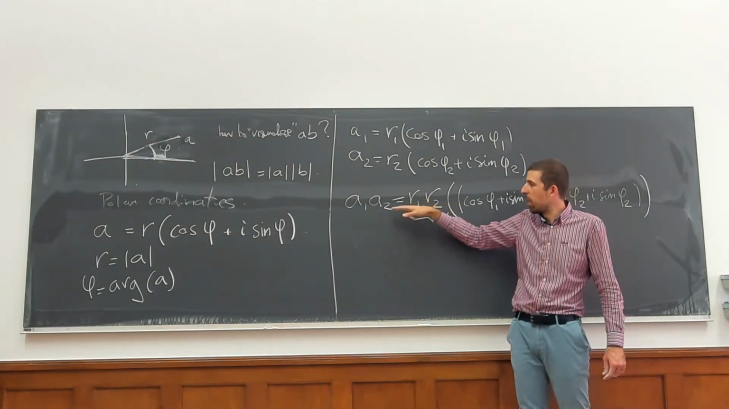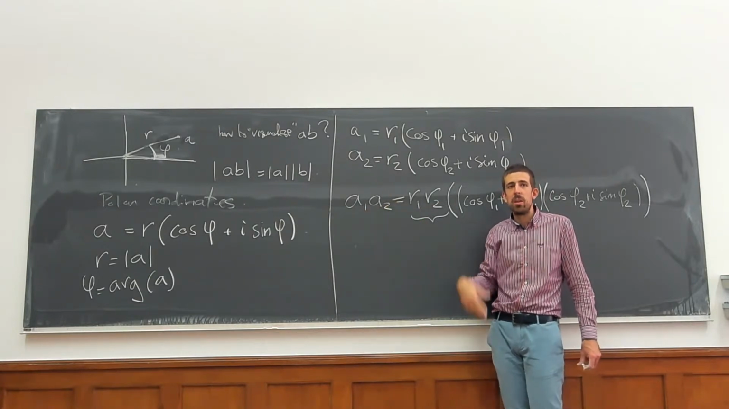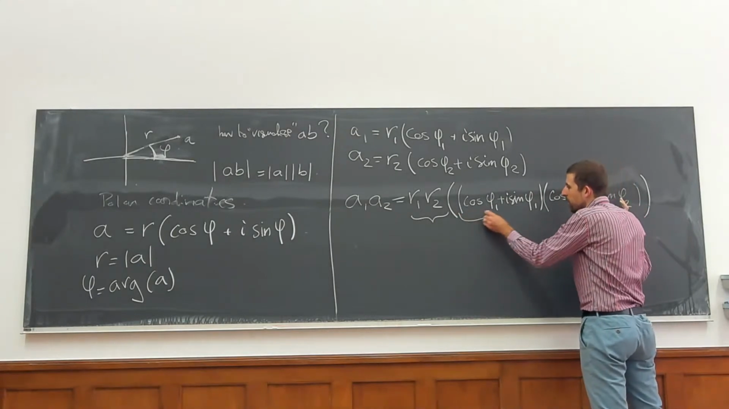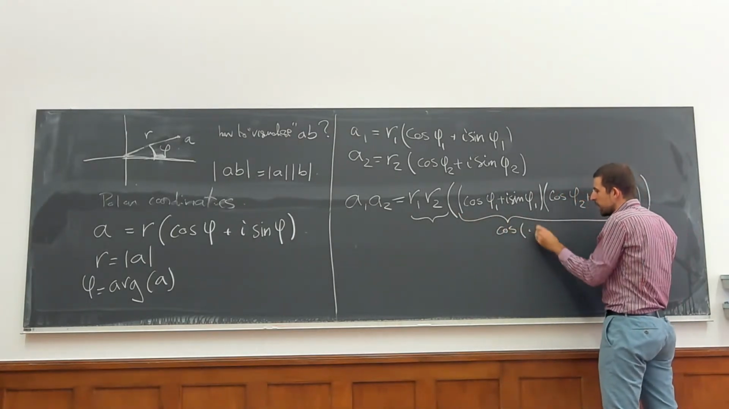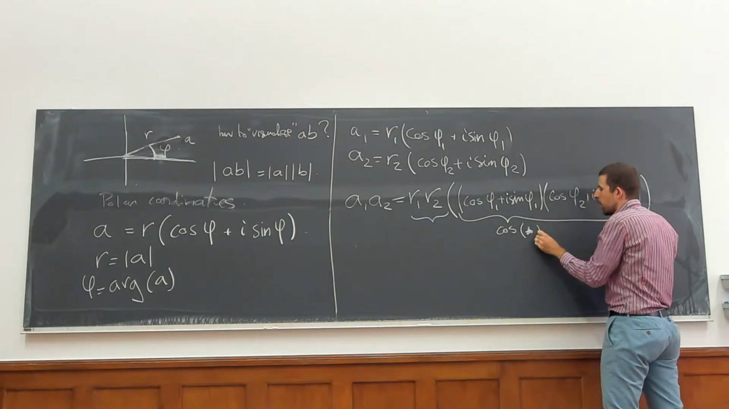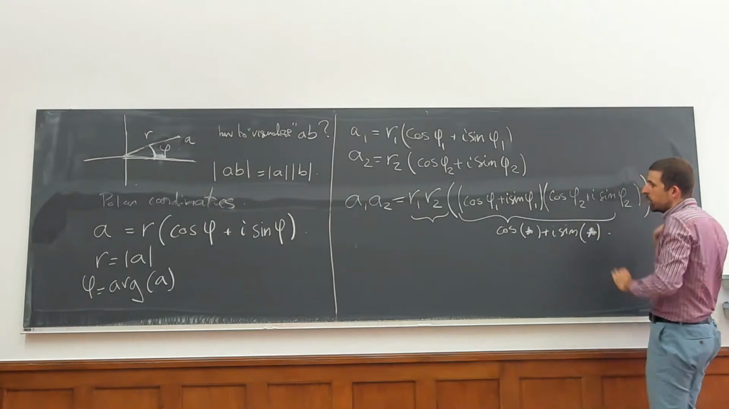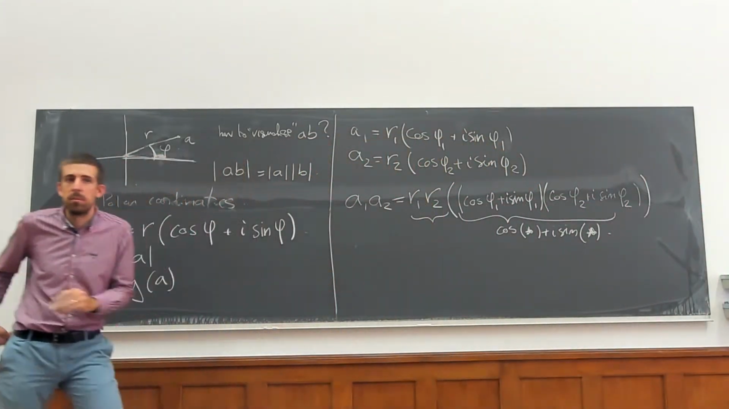Because we know that the norm of A1 times A2 is the norm of A1 times the norm of A2. So we know that this has to be the cosine of something plus i sine of the same thing. We just don't quite know exactly what it is yet, but we know that it must be of that type.